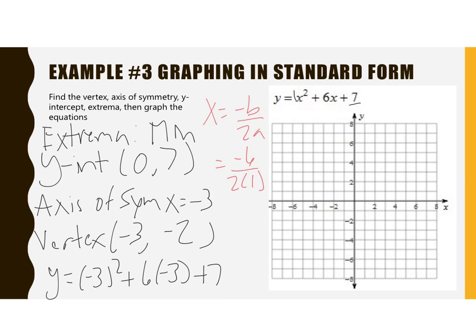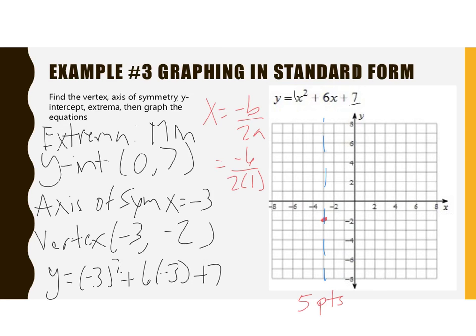Now we need to graph. When you're graphing a parabola, you need to graph at least 5 points. Let's start with the points we already have. The vertex, negative 3, negative 2, right there. And then we know that the axis of symmetry is the invisible line that goes through that point. And it's going to cut the parabola in half symmetrically. This helps us find some extra points.